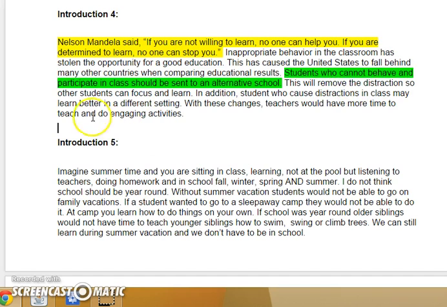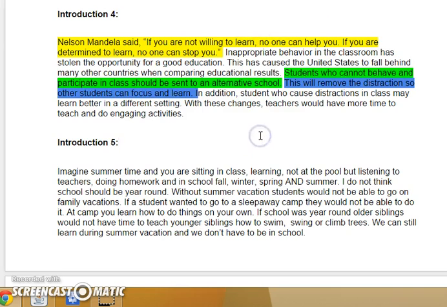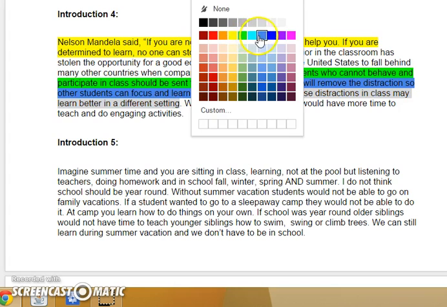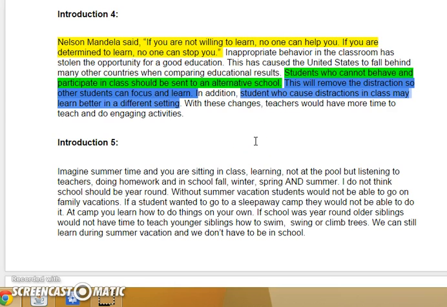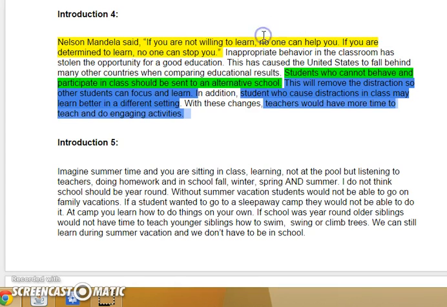This will remove distractions so other students can focus and learn. Looks like a reason to me. So make sure you have yours highlighted in your reason color. In addition, students who cause distractions in class may learn better in a different setting. There's reason number 2. So make sure that you have yours highlighted for reason number 2. And with these changes, teachers would have more time to teach and do engaging activities. So there's reason number 3 for introduction number 4.